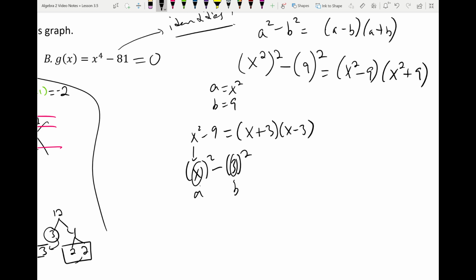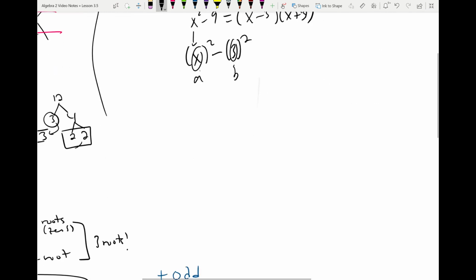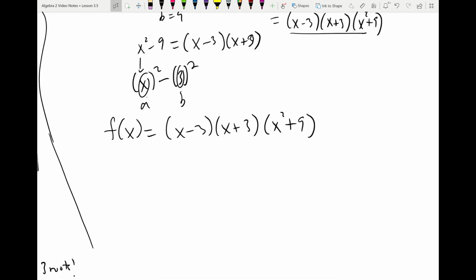It doesn't matter if you do minus first or positive first, as long as you have both of them. So let's rewrite this again: x minus 3, x plus 3. And then of course we have the x squared plus 9. So let me rewrite it so it's nicer looking. We now have f of x equals x minus 3, x plus 3, x squared plus 9. So that's the factored form, fully factored.